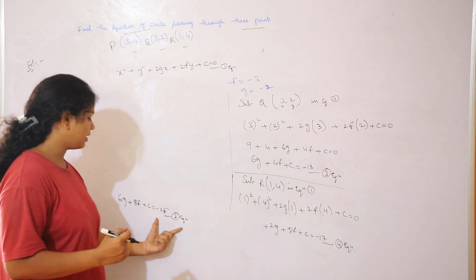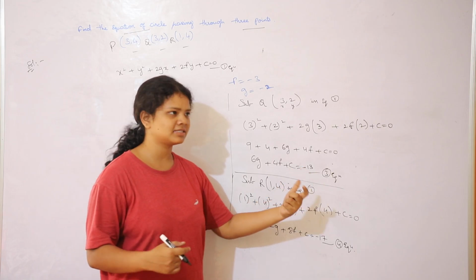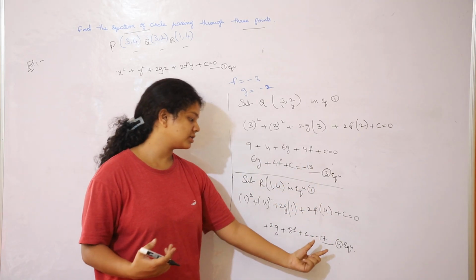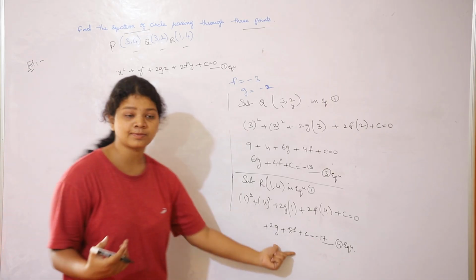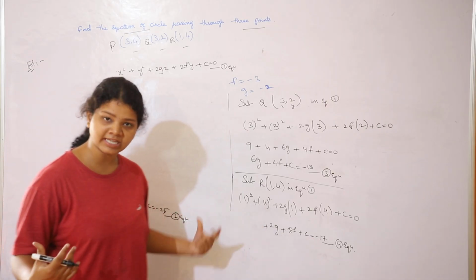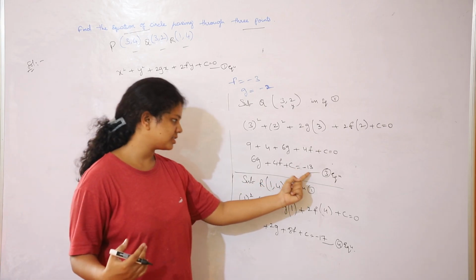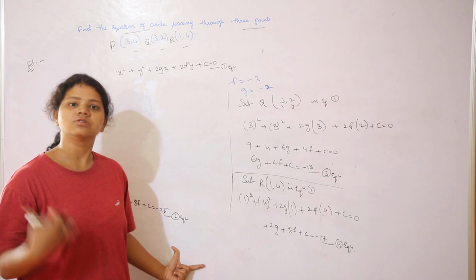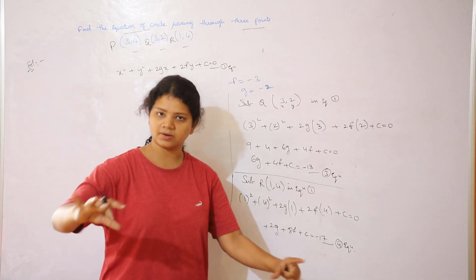Let's say I get a c value as 7. Then you should also get a c value of 7 if you substitute in the other equations. Let's say you substitute in the second equation, and I substitute in the third equation, and I got a c value of 7, then you should get a c value of 7 too. Then our process is correct.